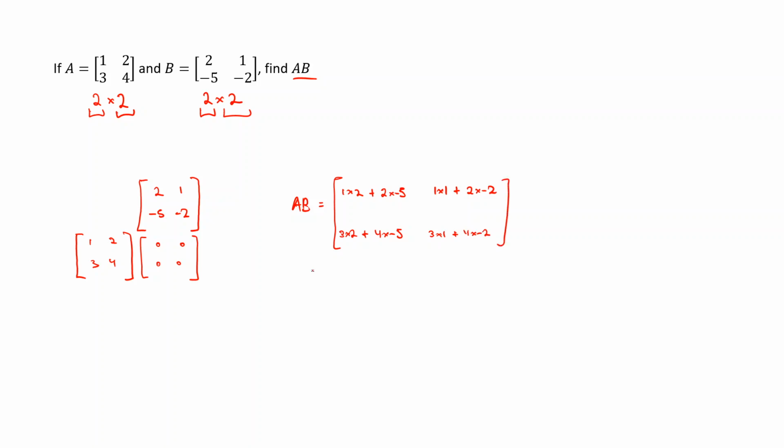Okay. And then you just put it all together. So 2 minus 10 is negative 8. 1 minus 4 is negative 3. 6 minus 20 is negative 14. And 3 minus 8 is negative 5. There we go. Okay. So there you go.